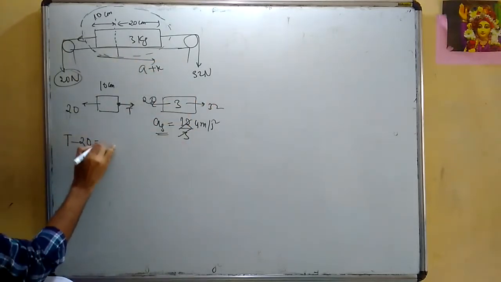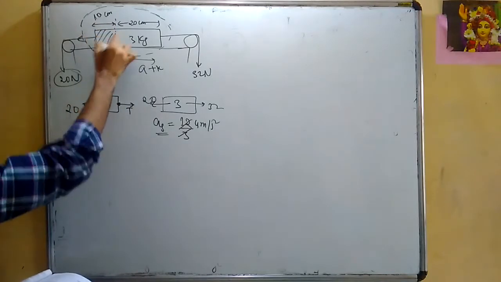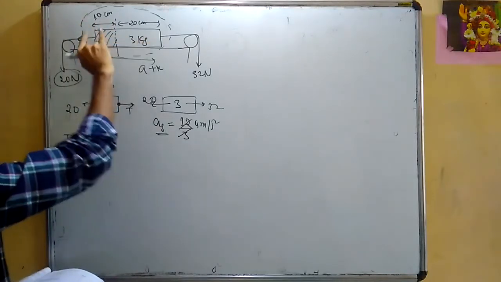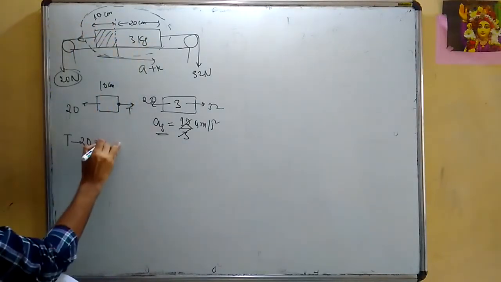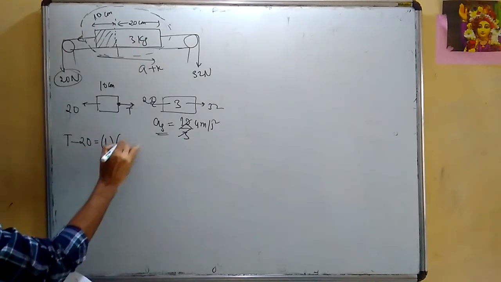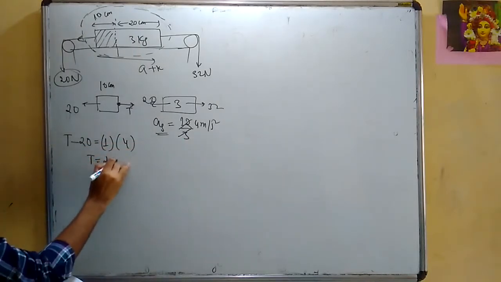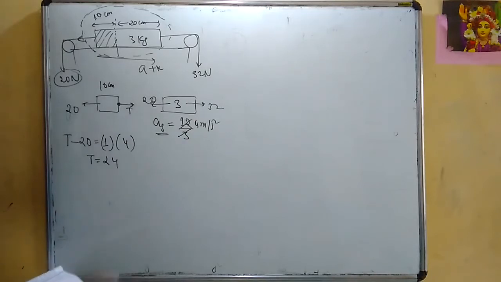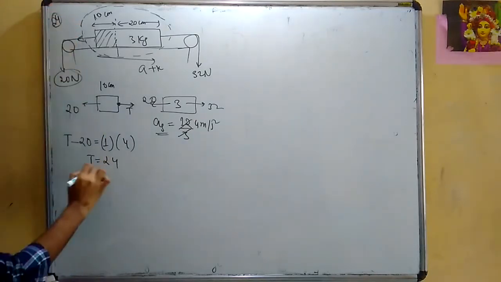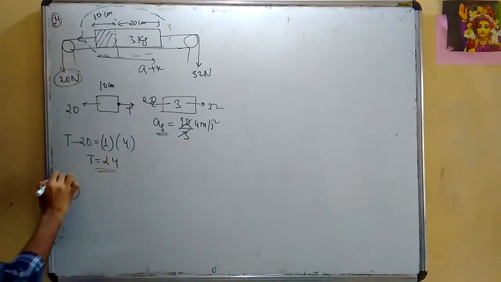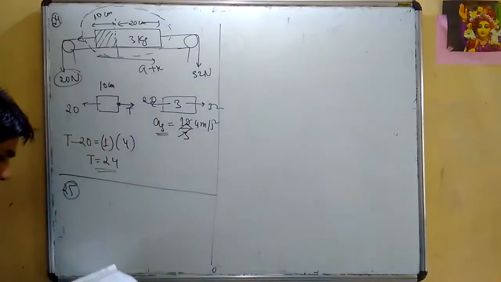So these forces will be considered positive. So T minus 20 equals to mass. What is the mass of this thing? See, this is 1/3 of the total. So mass will also be 1/3 of the total, that is 1. And what is the acceleration? 4. So what is the tension? 24. Question number 24. अच्छा, question 24 का answer भी 24. Nice. Let us come to question number 25.